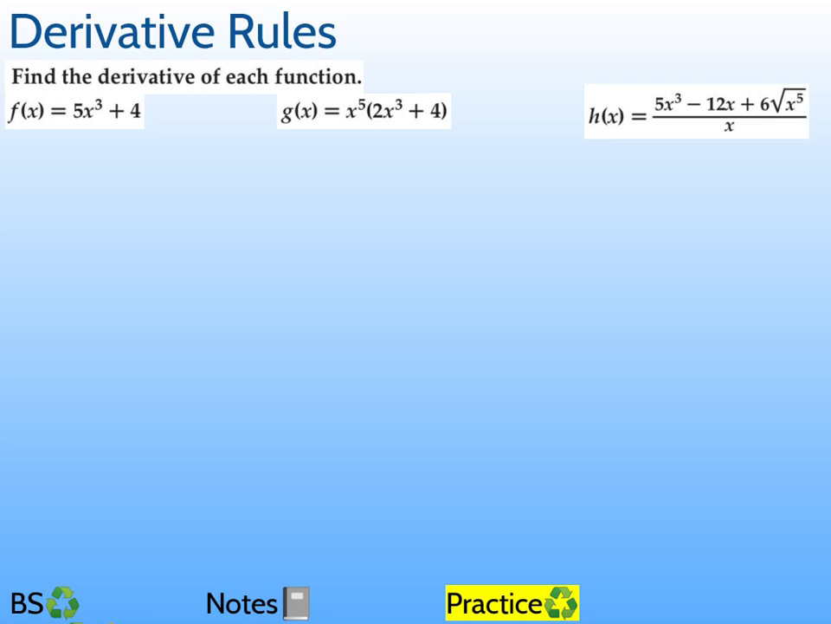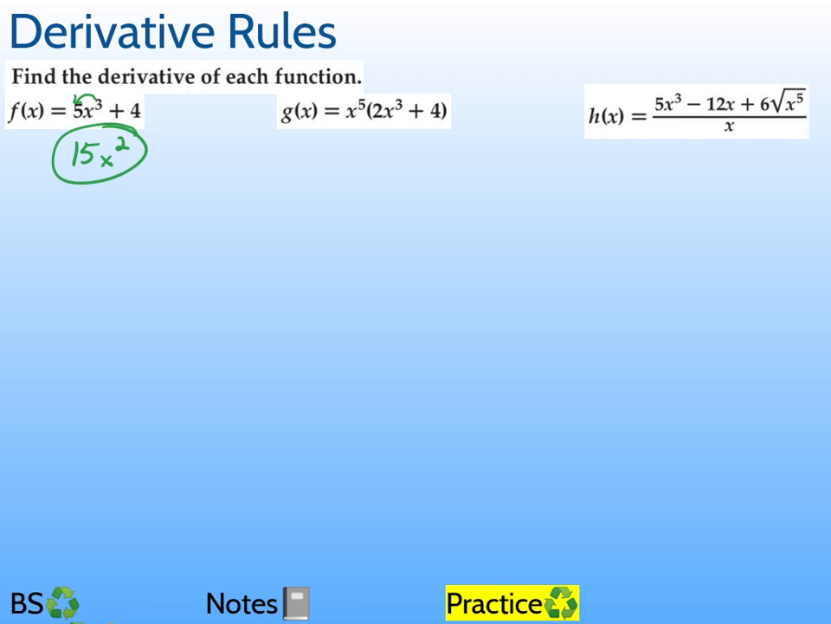So let's get the derivative of these functions. This first one is going to be 15x squared, because you do the 3 times 5, x, and then drop the power, squared. And this 4, since it's a constant, just goes to 0, so your derivative is 15x squared.